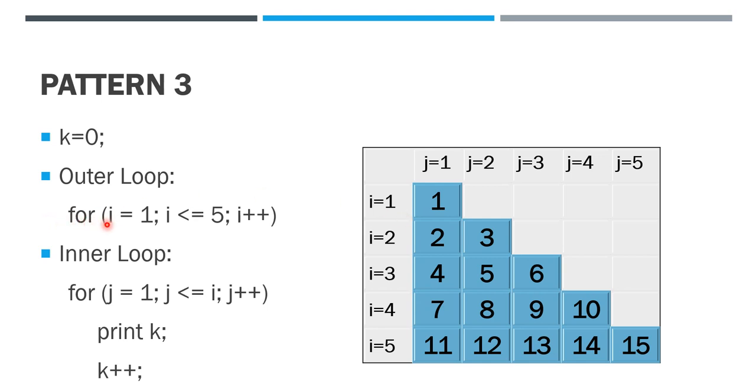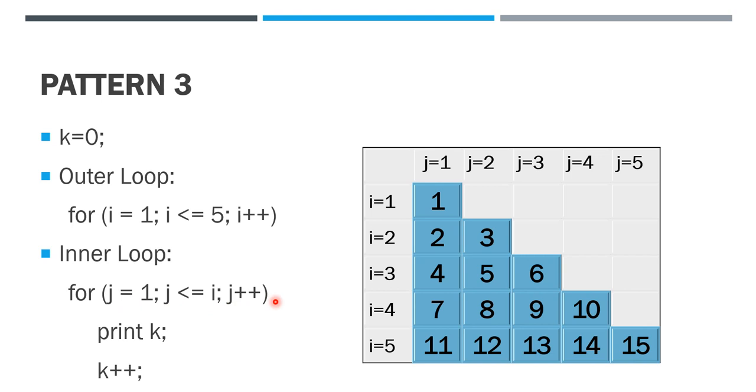So the outer loop is for I equal to 1, I less than or equal to 5, I plus plus, because you have 5 rows, so the I value will be 1 to 5. The J value also will be in increasing order, so J will be 1, 2, 3, 4, 5. In the same way the inner loop will be j equal to 1, j less than or equal to I, j plus plus. So there are no changes in that.